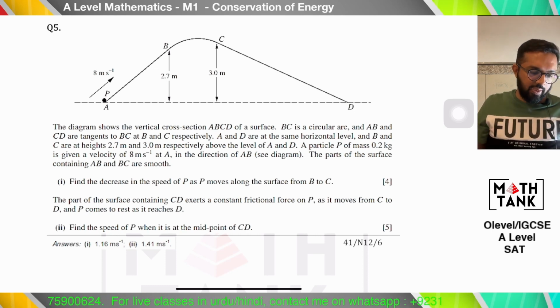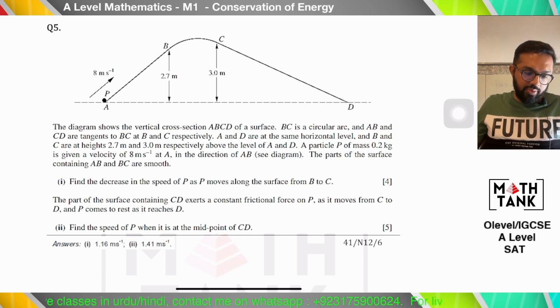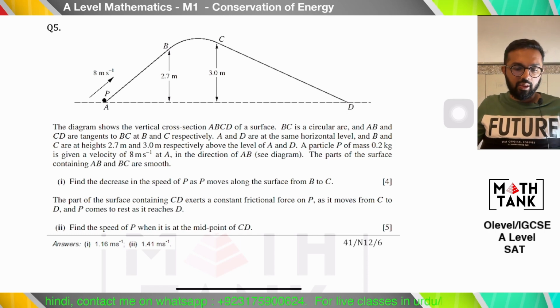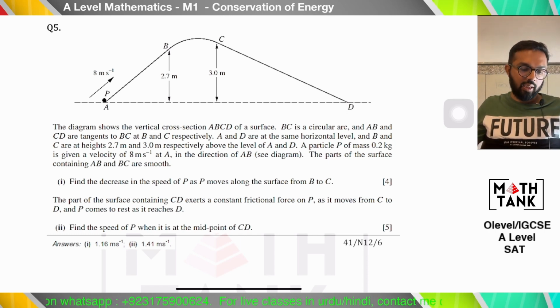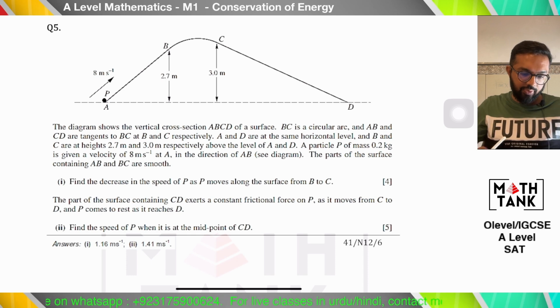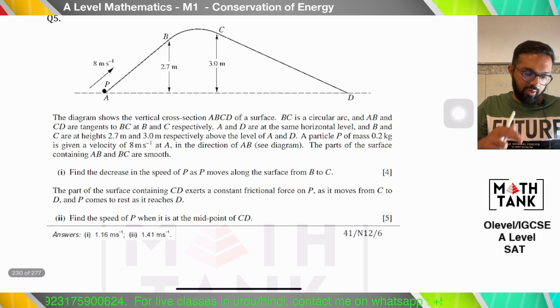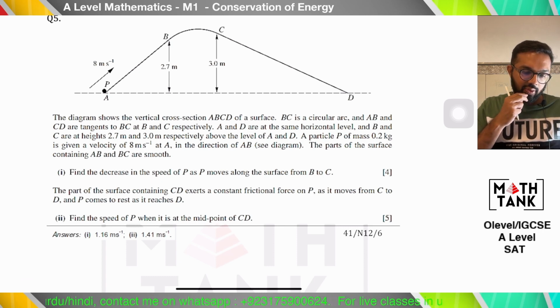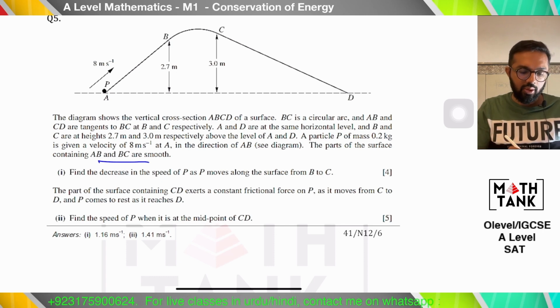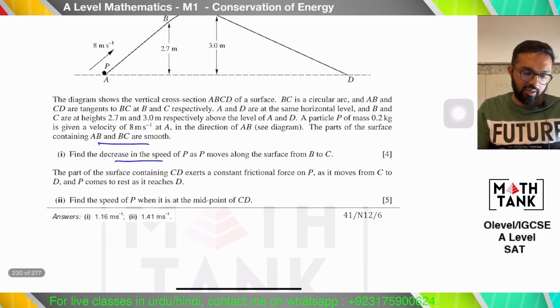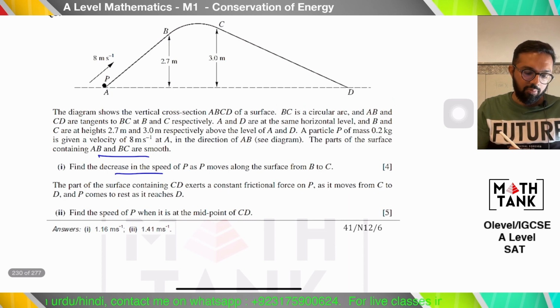Okay, question number 5. The diagram shows the vertical cross section ABCD of a surface. BC is a circular arc, and AB and CD are tangents at B and C. A and B are at the same horizontal level, and B and C are at given heights. A particle P of mass 0.2 kg is given a velocity of 8 at A in the direction of AB. The parts of the surface containing AB and BC are smooth. Find the decrease in the speed of P as P moves along the surface from B to C.